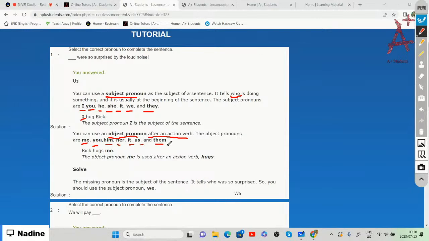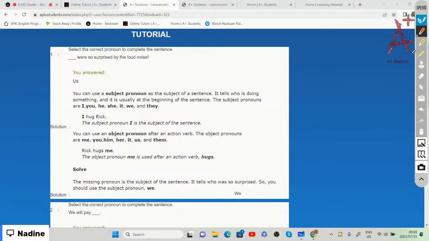And if we look at the example that we have over there, then we can say Rick hugs me. So the object pronoun is me, right? And me is used after the action verb, which is hugs. So Rick hugs me, and me is the pronoun that is used after the action verb hugs.